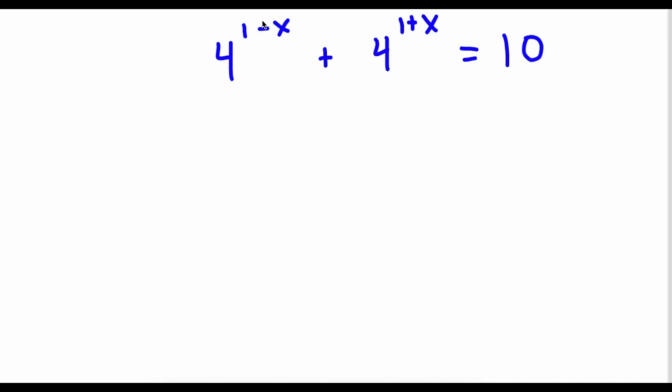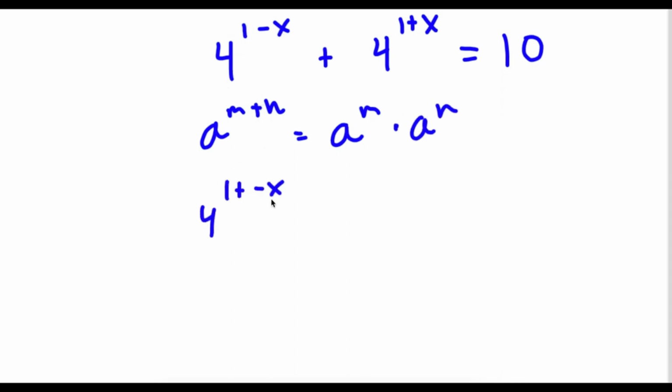Alright, so I have 4 to the power of 1 minus x plus 4 to the power of 1 plus x is equal to 10. Now, if I have something in the form a to the power of m plus n, this is equal to a to the power of m times a to the power of n. So for 4 to the power of 1 minus x, this is the same thing as 4 to the power of 1 plus negative x.